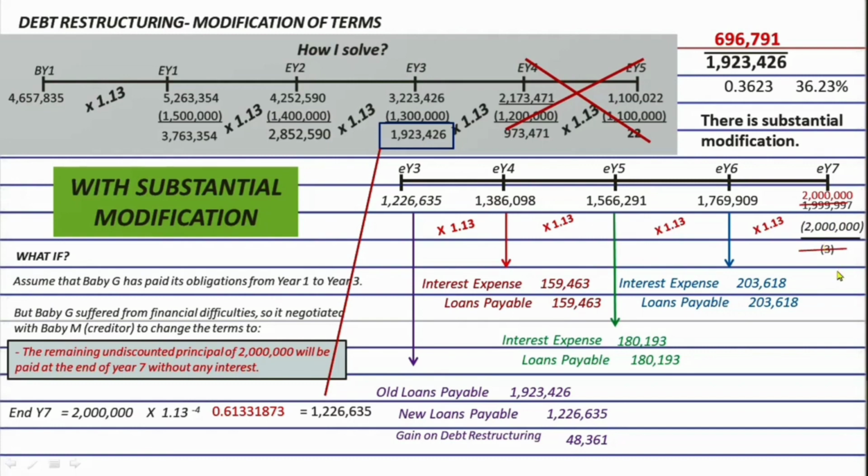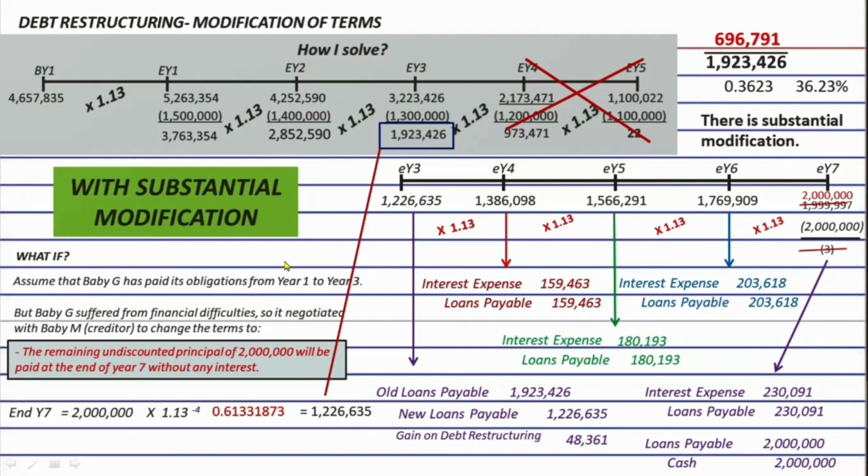So at this point, let's get the difference of this 2 million and this 1,769,909 and record it as debit interest expense and credit loans payable of 230,091. And as for the payment for this 2 million, we have to debit loans payable 2 million to reduce the balance of the liability to 0 and then credit cash. And that's it. Those are the entries and this is the completed timeline for the modification of terms with substantial modification. Okay? So let's end this video now.